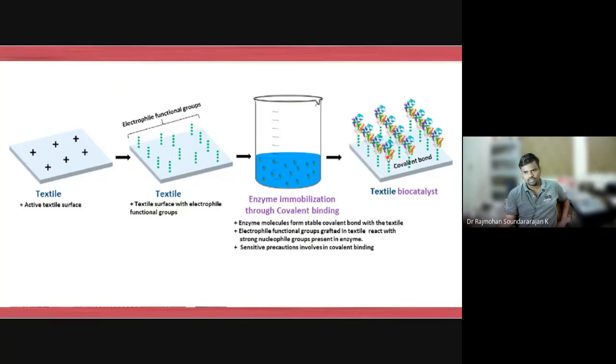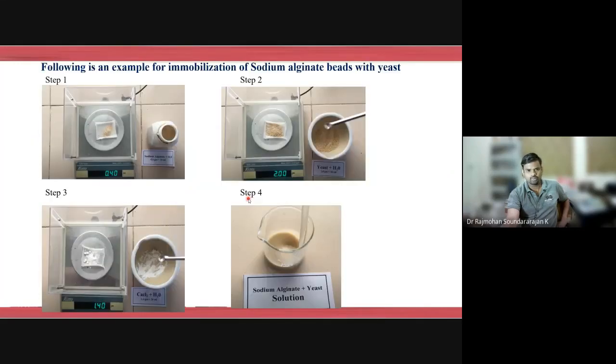You can see that the enzymes are getting attached to the functional groups introduced onto this textile surface. These electrophile functional groups grafted on the textile will react with the strong nucleophile groups present in the enzyme, and they form covalent bonding. Some precautions need to be taken while doing this covalent bonding. That's why this is a textile biocatalyst. A recent 2021 literature demonstrated this, so textile materials are also being used as supports.